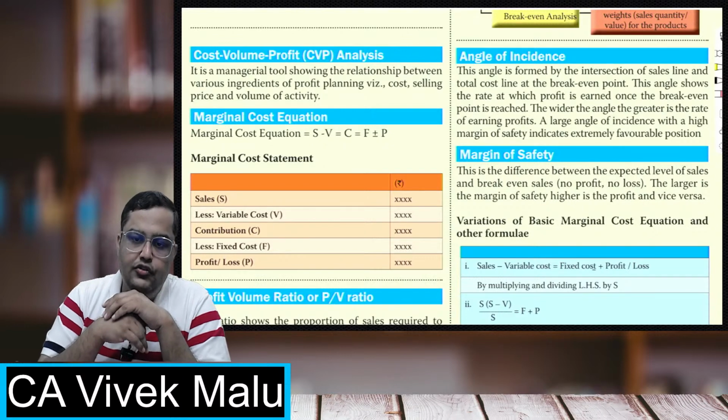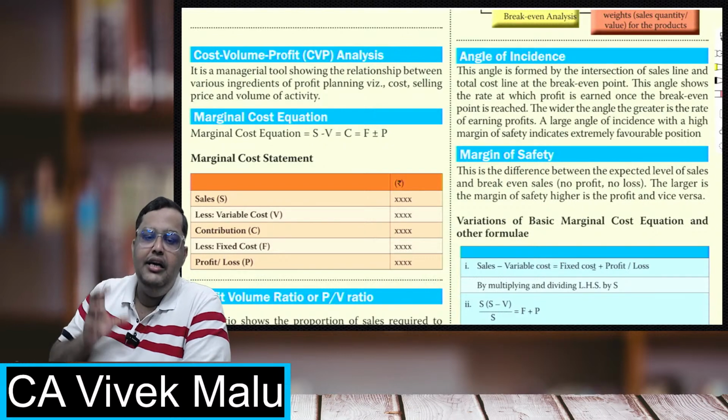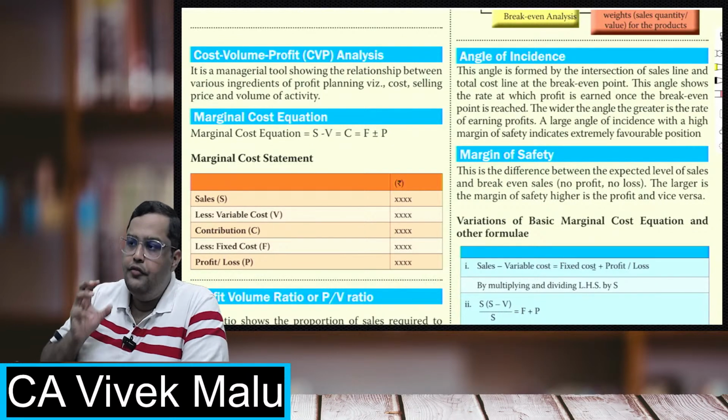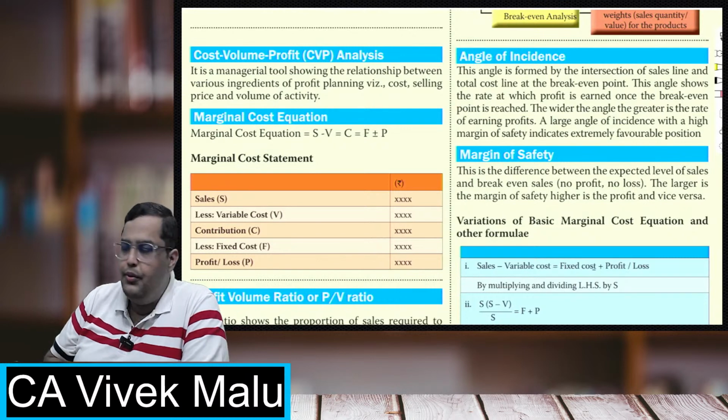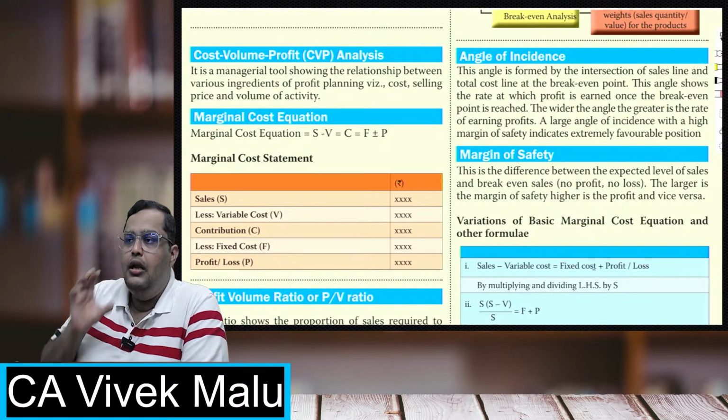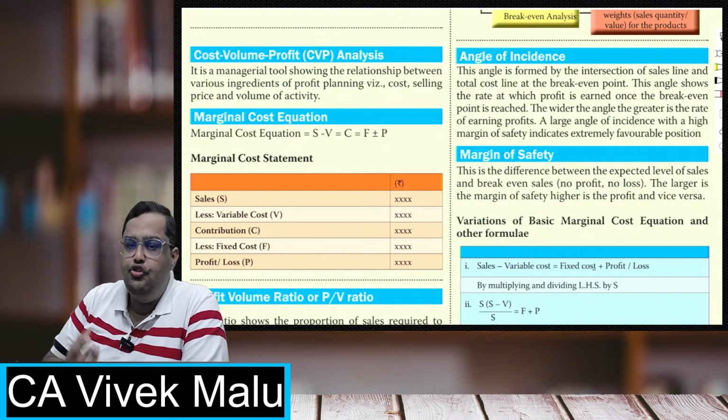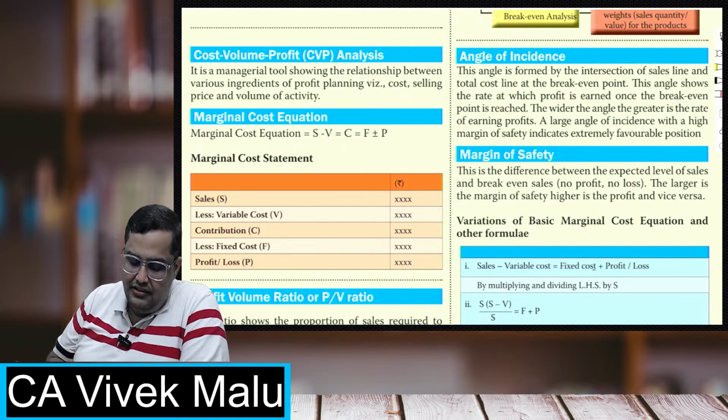There's a CVP analysis. What will happen if I increase the volume a bit? How much will my cost get affected? How much will my profit get affected? Because selling price per unit will be the same. So CVP analysis tries to measure how much will be the change if you change just the quantity by 1 unit. That is being done by the CVP analysis.